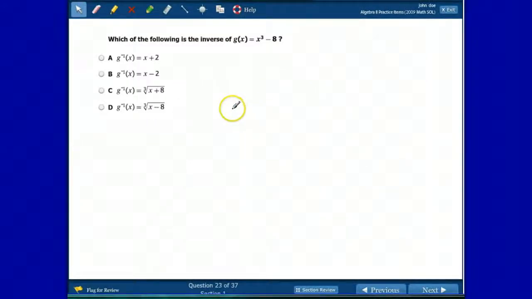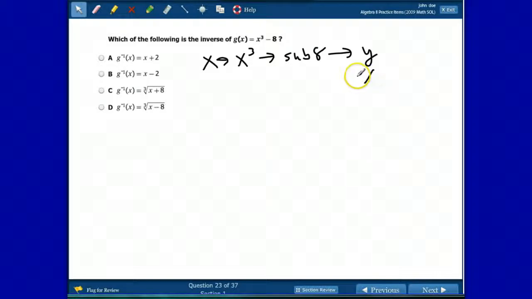Okay, find the inverse. Now the way I do this, and I've taught my kids this, is you start with x. You just tell me what you've done to x first time around. So I'm cubing it, and then I am subtracting 8, and that gives me the y value. Then I change y to x, and I'm down here writing the instructions on how to do the inverse. I add 8.